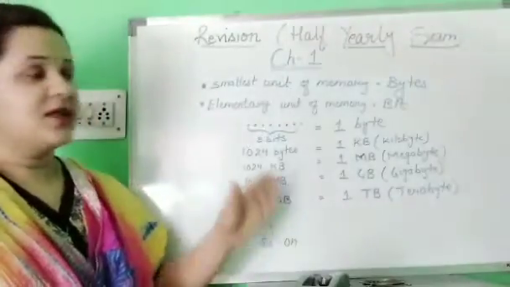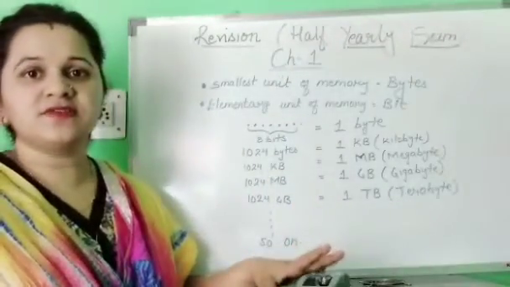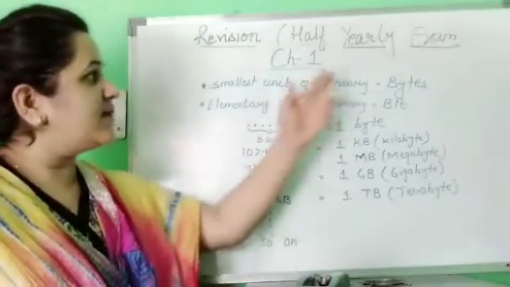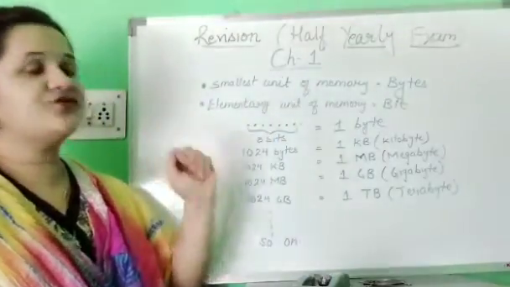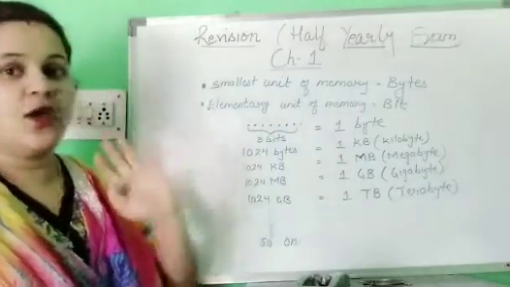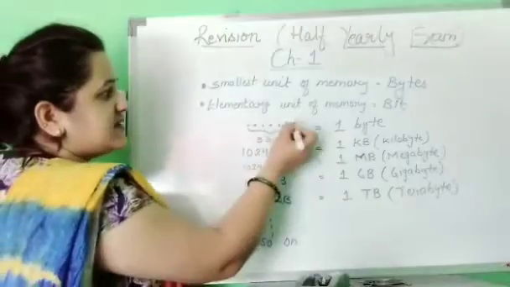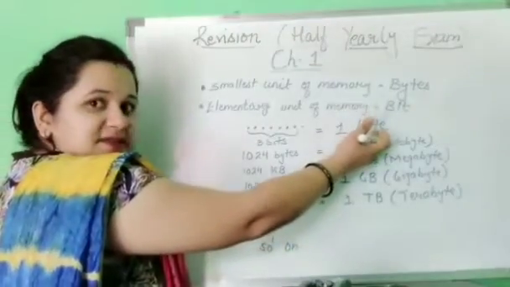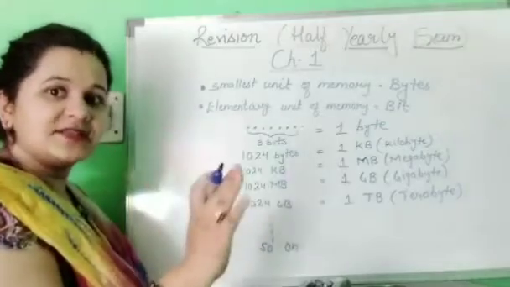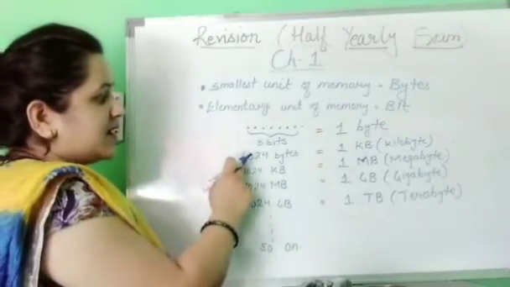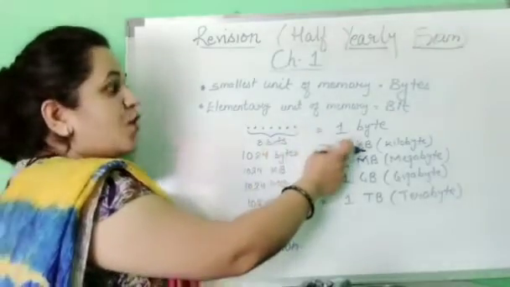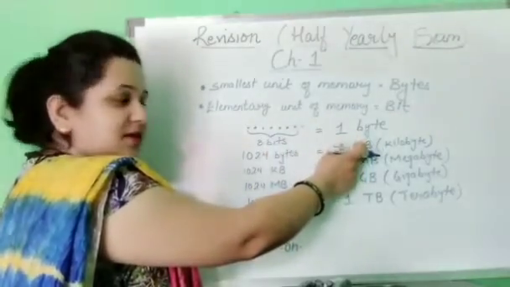Now children, the smallest unit of memory is byte. But the elementary unit, meaning the basic unit of memory, is bit. When we combine 8 bits together, we get 1 byte. So 1 byte is equal to how many bits? 8 bits. The same way, if we combine 1024 bytes together, they make 1 kilobyte, that is KB.